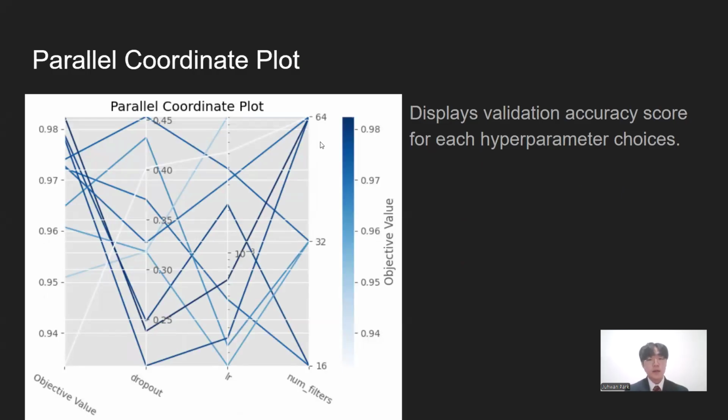The parallel coordinate plot. This plot displays validation accuracy scores for each hyperparameter choice. Different validation accuracy scores are colored based on their strength, with the highest one being the darkest and the lowest being the lightest. For our case, we can see that the model with the highest validation accuracy score, following the darkest line, had a dropout value at this point, a learning rate at this point, and 64 number of filters.